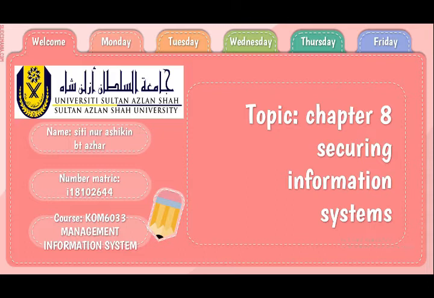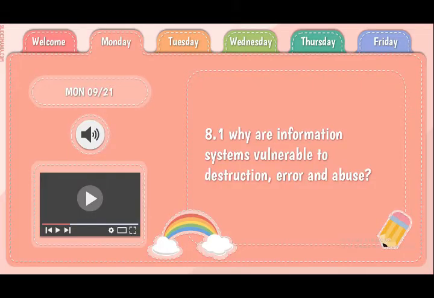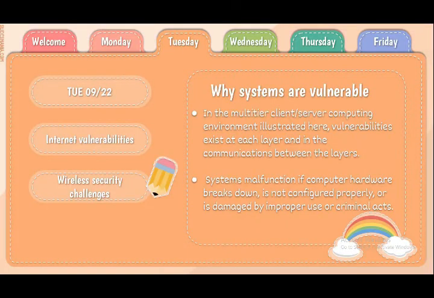Okay, today I would like to present the topic for chapter 8, Securing Information Systems. The subtopic for chapter 8, 8.1, is: why are information systems vulnerable to destruction, error, and abuse? First is why systems are vulnerable.